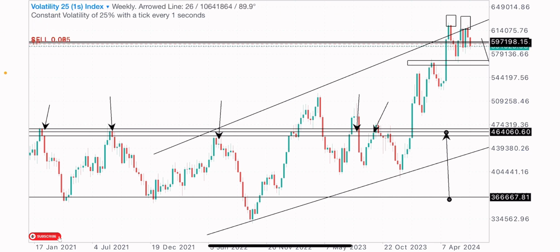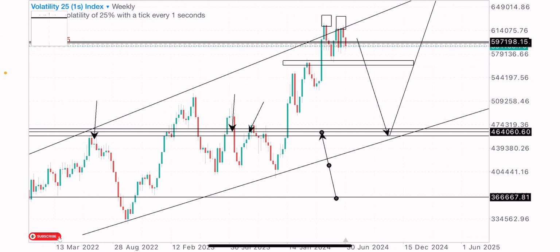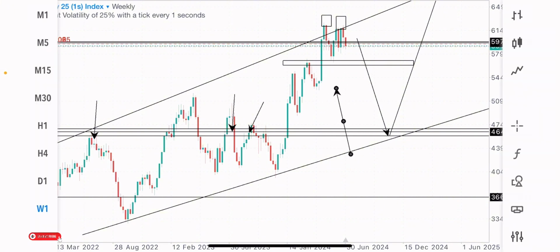So we have possibilities of seeing this index do what? Sell to this point and react on it. But before that, a move to this level is expected. That's our first target level on VIX 251S index.